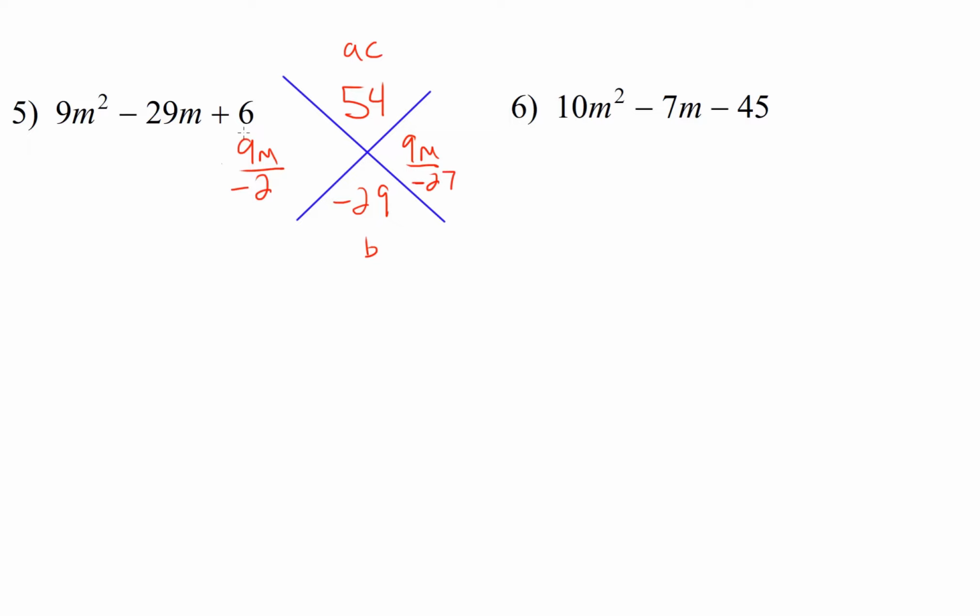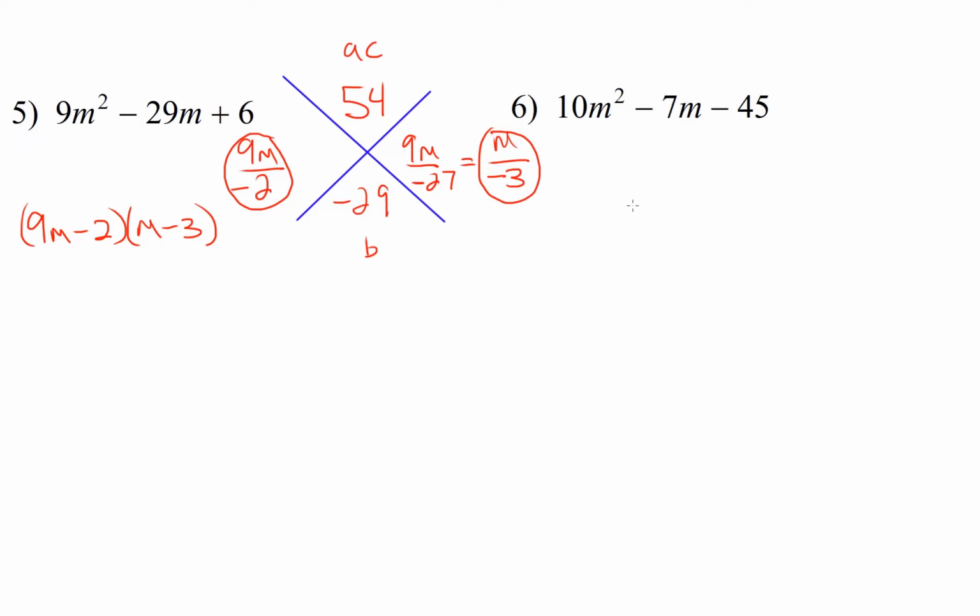And now let's simplify. So this first fraction here, 9m over negative 2, that's already in simplest form. So we're just going to keep that the way it is. And here, 9m over negative 27, both of these numbers can be divided by 9. So 9m divided by 9 is just m, and negative 27 divided by 9 is negative 3. So this is our simplest form over here, and these are our two binomials. 9m over negative 2 becomes 9m minus 2, and m over negative 3 becomes m minus 3. So our answer is 9m minus 2 times m minus 3.